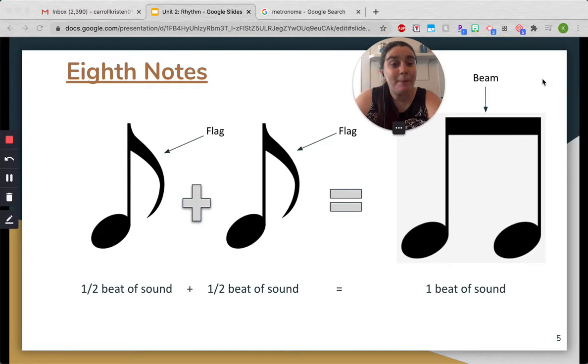All right, so typically when you see eighth notes, especially in elementary school music, you're going to see two eighth notes beamed together. So half a beat of sound plus another half beat of sound is going to equal one beat of sound. Combine two eighth notes together, you put a beam to connect them, and that's what two eighth notes look like.